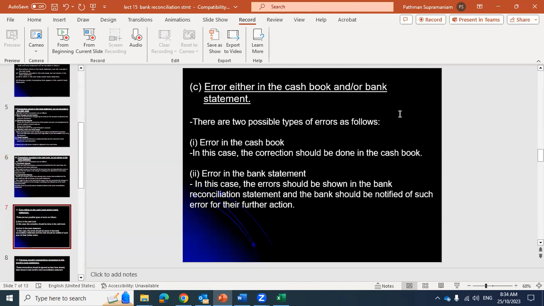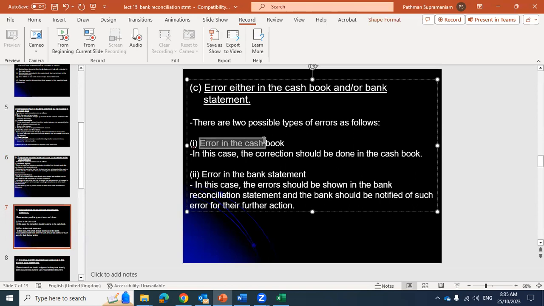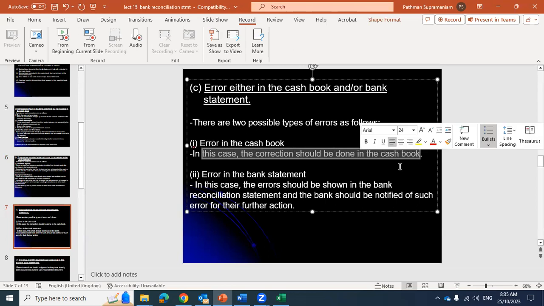Okay, then another reason causing the difference between the cash book and the bank statement figure is that there could be errors made in either the cash book or the bank statement. If it's an error made in the cash book, then the correction should be done in the cash book. We'll come back to errors later on, because I'll show you some examples when I show a sample question.